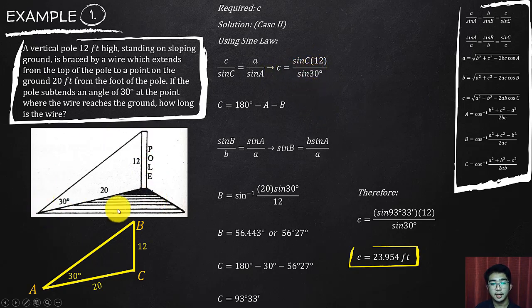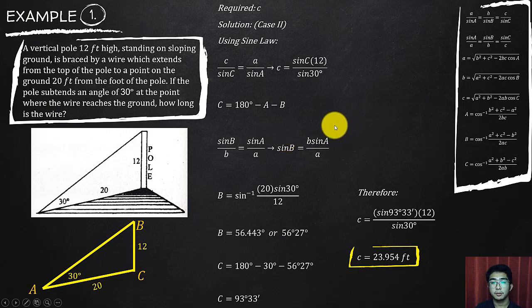Well, since this is a triangle, we know that the summation of the measures of the angles of a triangle is always 180 degrees. So C is equal to 180 minus A, that is 30 degrees, minus B. But again, we cannot solve for C because we do not have angle B. So if you want to solve side C, you need to solve angle C. If you want to solve angle C, you need to solve angle B. And how do we solve angle B?